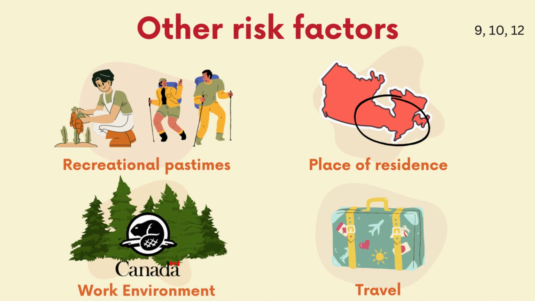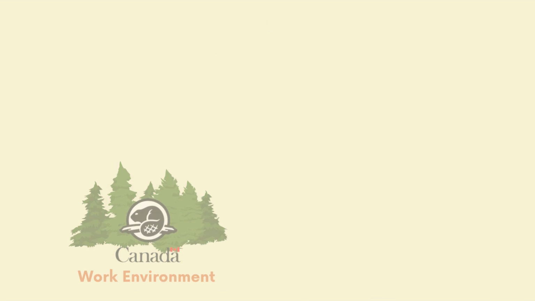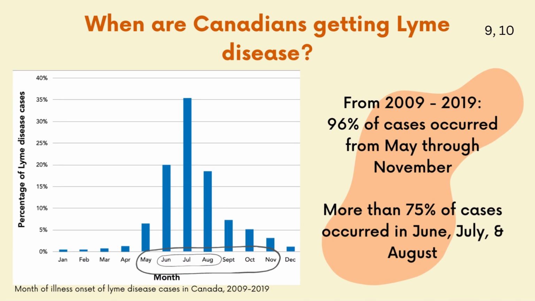Other risk factors predispose Canadians to Lyme. For example, Lyme disease is more common in central and eastern Canada, as well as amongst those working in parks, forestry, and agriculture, and participating in activities such as hiking and gardening. Finally, some Canadians get Lyme when they travel to other endemic areas across the world, primarily in Europe and the United States.